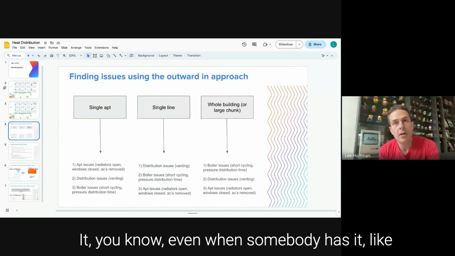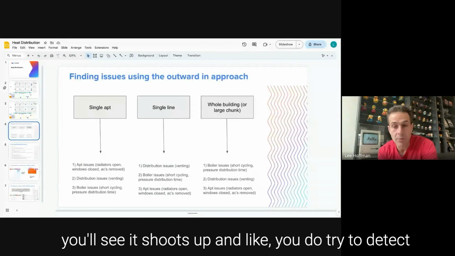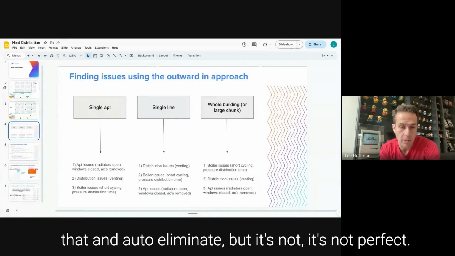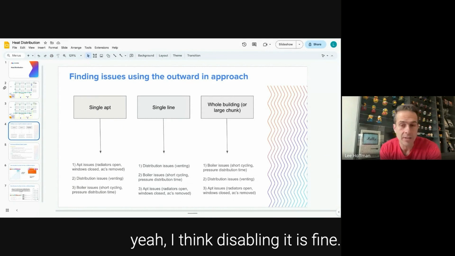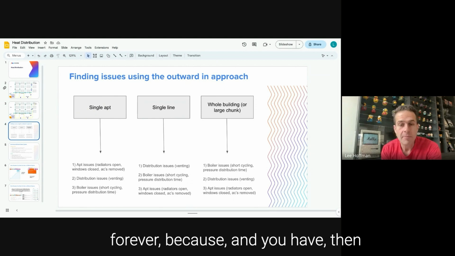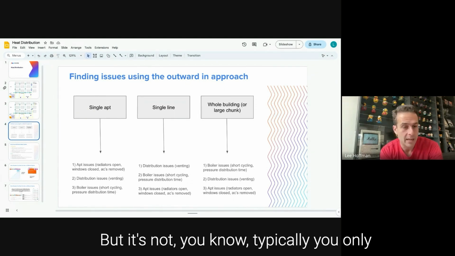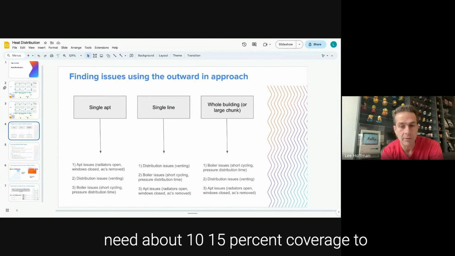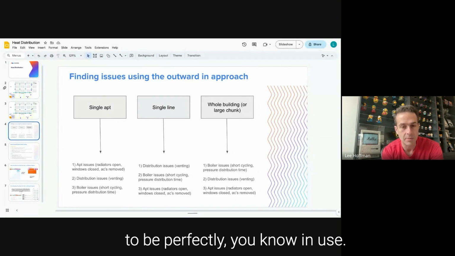Even when somebody has a space heater, you'll see the temperature shoot up. We do try to detect that and auto eliminate it, but it's not perfect. So if you actually know it, I think disabling it is fine. If you're going to leave it disabled permanently, then I would move it somewhere else. But typically you only need about 10-15% coverage to get a pretty good basis on the building. So you don't need every sensor to be perfectly in use.